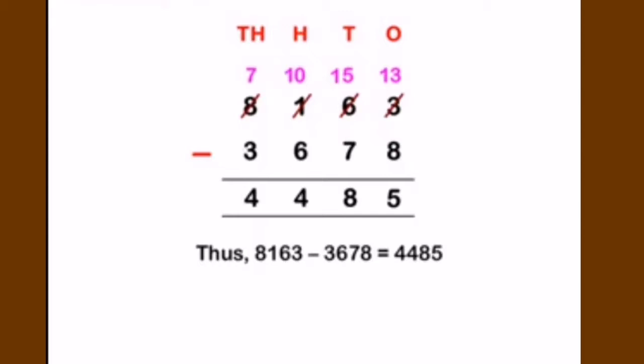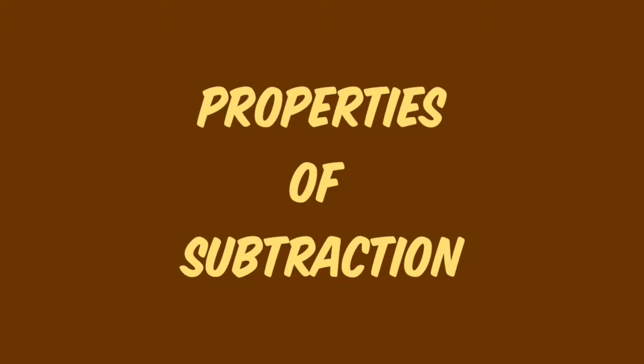If 1 is also lost, it will become 0. So 15 minus 7 is 8. 0 minus 6, we can't subtract. So from the thousands place, 8 becomes 7 and 0 becomes 10. 10 minus 6 is 4 and 7 minus 3 is 4. So finally, 8163 minus 3678 is equal to 4485.